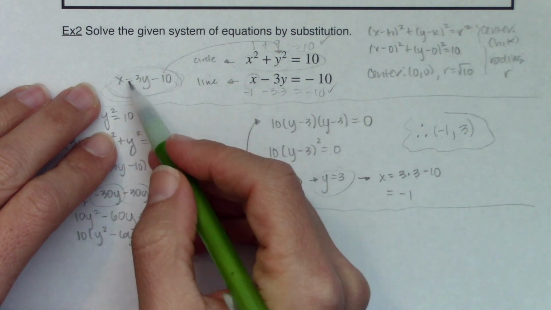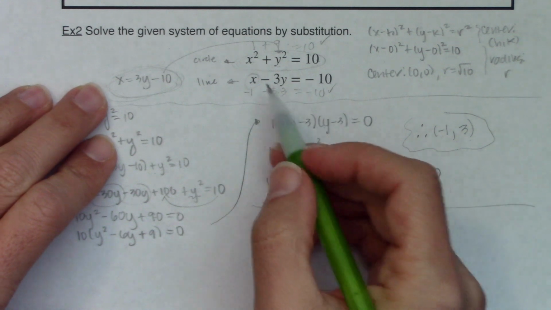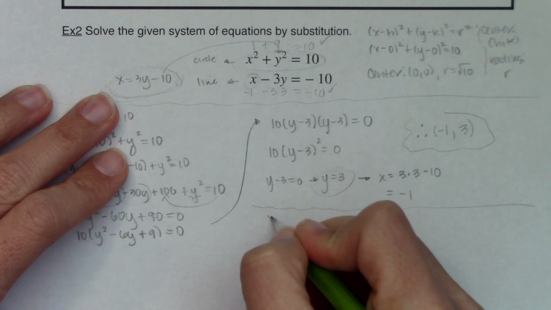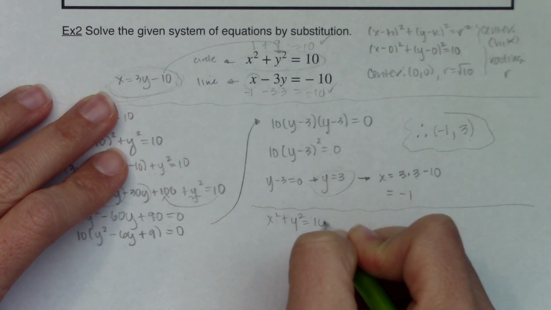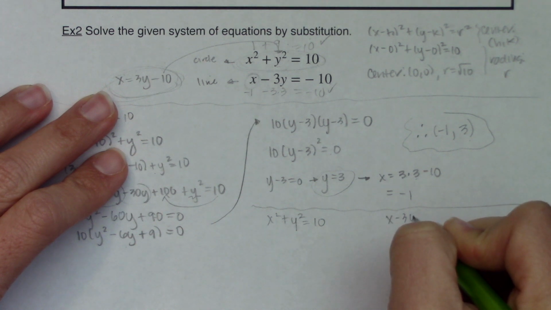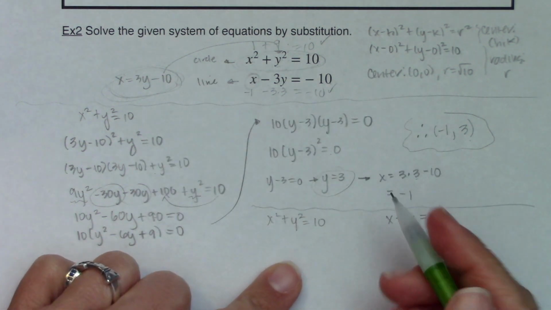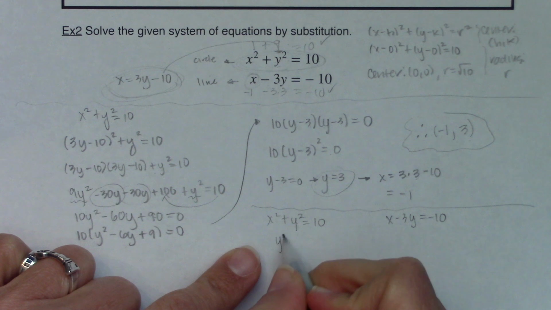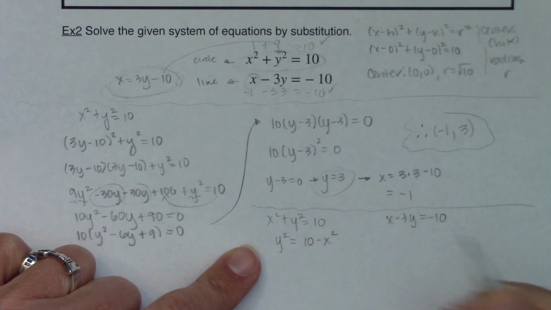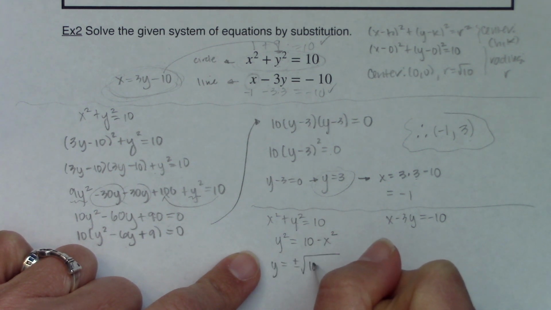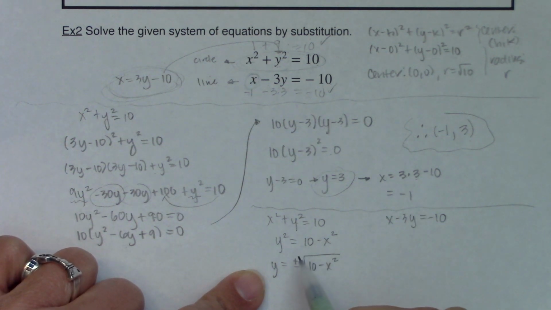Now, if you want to graph this, you need to solve both of these things for y. So I'll take a look at x squared plus y squared equaling 10, and I'm also going to look at x minus 3y equaling negative 10. If I ever want to plug these into the calculator, I have to solve them in terms of y equals. So here, I can move the x squared over and then take the square root. So y would be either the positive or negative square root of 10 minus x squared. If you graph the positive square root, you're going to get the top half of a circle. If you graph the negative square root, you're going to get the bottom half.